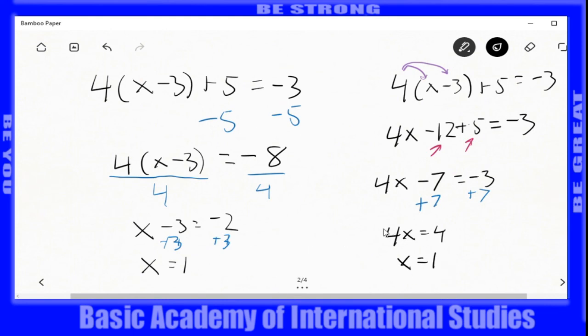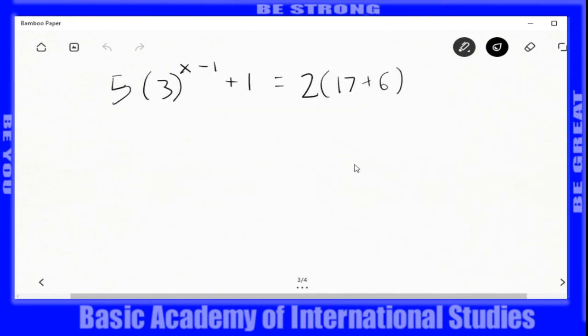Same answer both times. But notice how many more steps it took to solve this. Whereas this one only required 1, 2, 3 steps. This required 4 total. 1, 2, 3, and 4. So keep in mind that sometimes using the SADMAP rule will actually simplify the problem, making it easier.